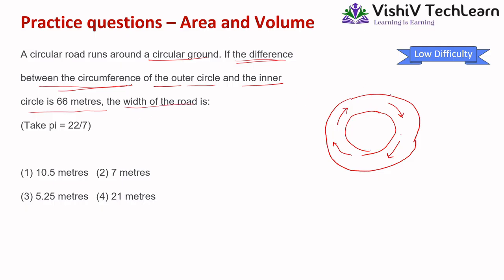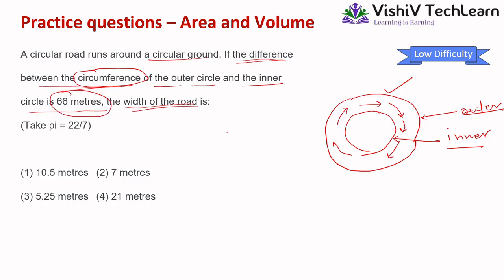Now we have a road, this is the road which we have shown by arrows, and this road has the outer circle and inner circle. This is the inner one, this is the outer one. We can note it down, outer one and inner one. Now what the question is saying is that the difference between the circumference of the outer circle and the circumference of the inner circle is 66 meters. Then what is the width of the road?